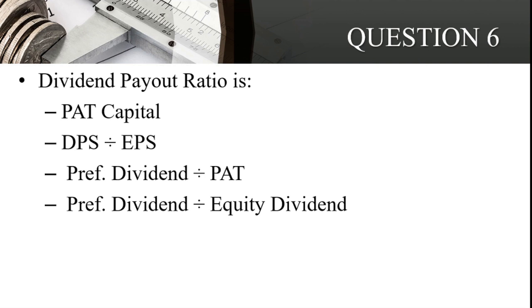Moving on to the sixth question: dividend payout ratio is? Options: PAT, capital, DPS divided by EPS, preference dividend divided by PAT, preference dividend divided by equity dividend. And the answer is DPS divided by EPS.